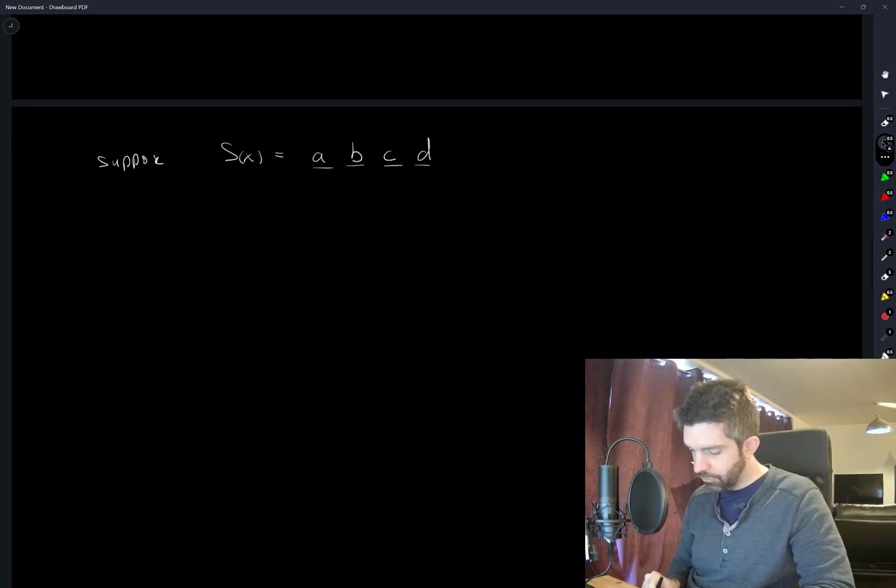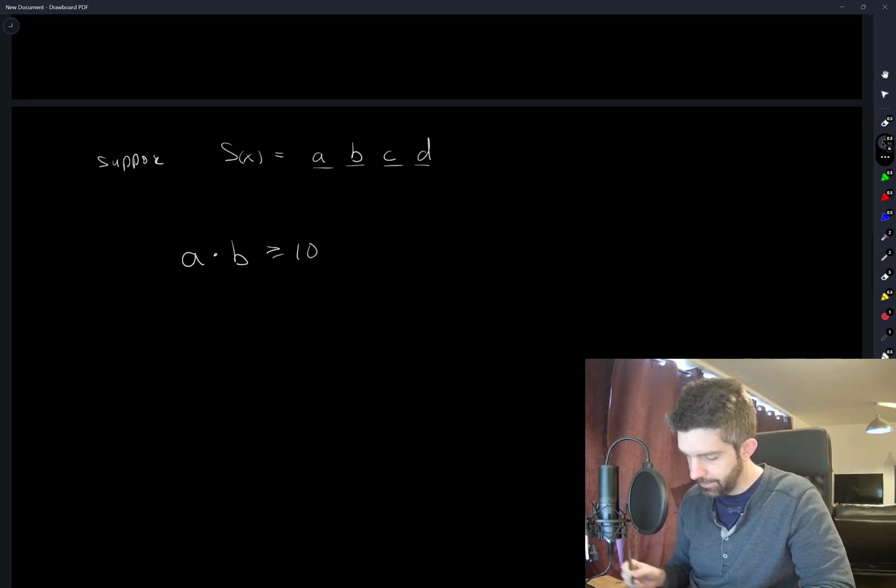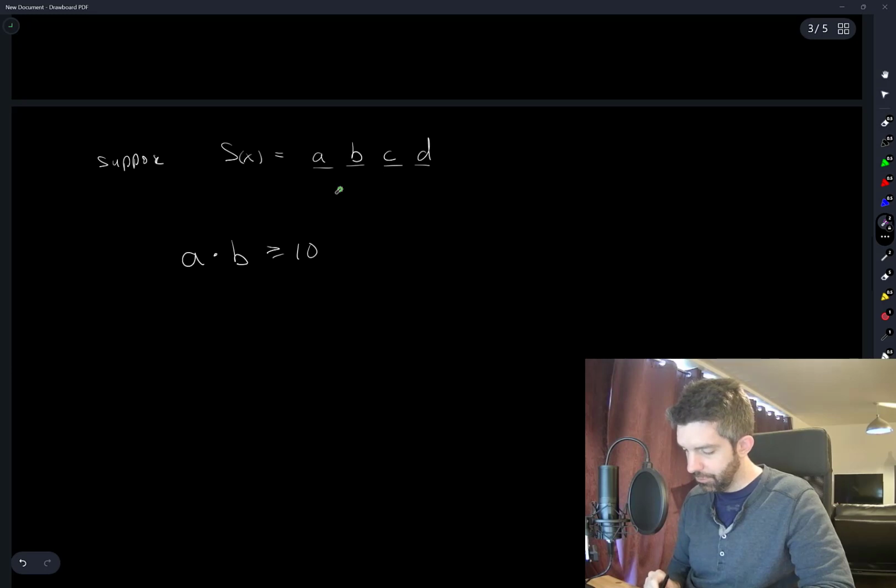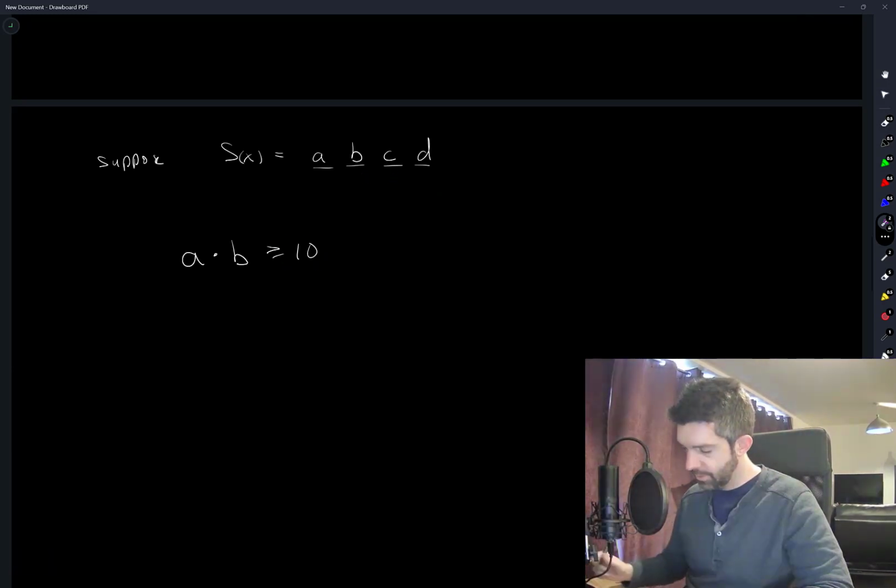So A is less than or equal to B, less than or equal to C, less than or equal to D. Any product of these numbers has to be greater than 10. In particular, A times B is greater than or equal to 10. And because they increase in this direction, the same will be true for any other product. You know, B times C will also have to be greater than or equal to 10. Okay.